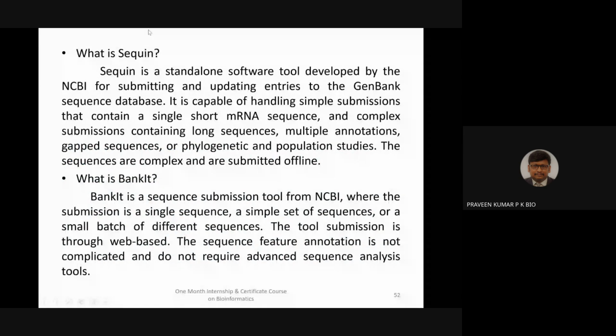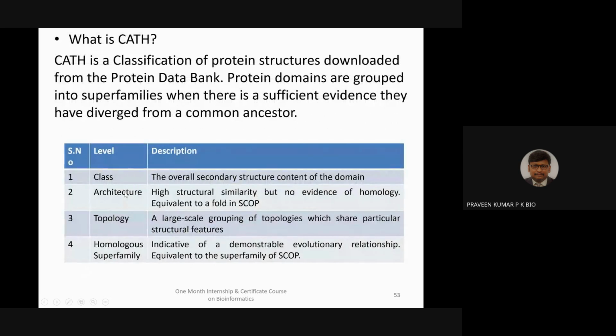And one should also have knowledge of Sequin and BankIt. Sequin and BankIt are the deposition tools for sequences, which can be protein, mRNA, etc. If you want to deposit any sequences, you can use either Sequin or BankIt. Generally, we use BankIt. It's a sequence submission tool, and it's web based. Simple sequences are submitted using BankIt. Some complex sequences are submitted using Sequin, where you first have to download and install Sequin, and then import the sequences through it. So most of the sequences we try with BankIt, and complex ones alone we try with Sequin.